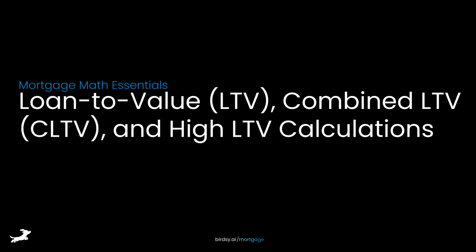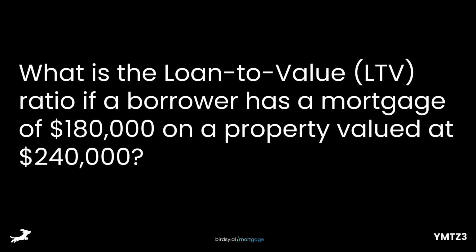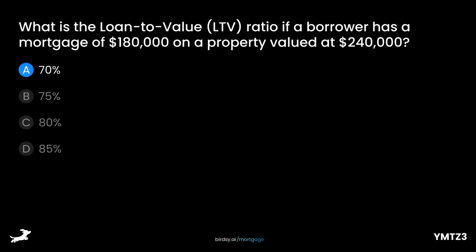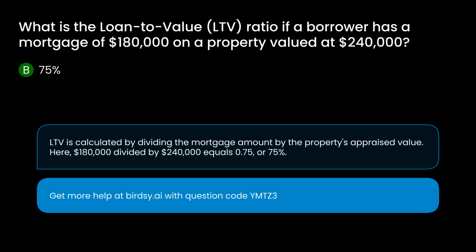Loan-to-value, combined LTV, and high LTV calculations. What is the loan-to-value ratio if a borrower has a mortgage of $180,000 on a property valued at $240,000? Is it A, 70%, B, 75%, C, 80%, or D, 85%? The answer is B, 75%. LTV is calculated by dividing the mortgage amount by the property's appraised value. Here, $180,000 divided by $240,000 equals 0.75, or 75%.